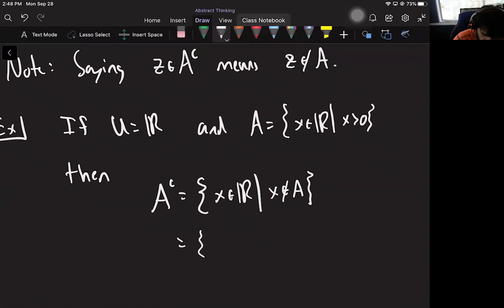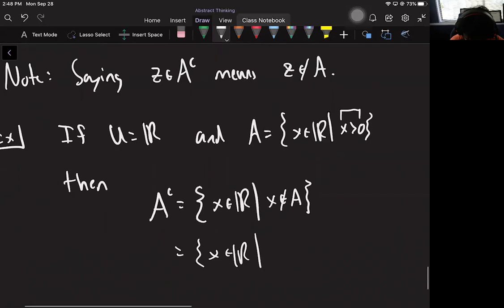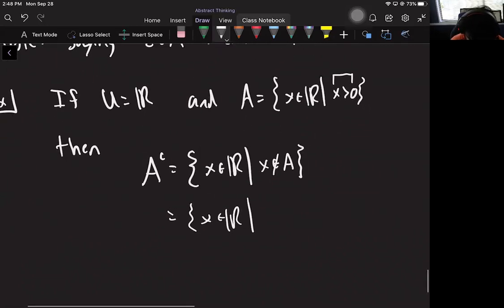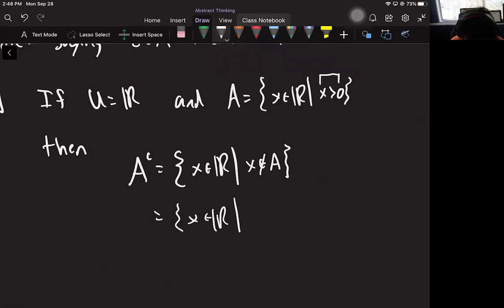But what does that really mean? To not be in A, that just means that you negate the conclusion. So to not be in there means that the negation of the predicate, the negation of the property, is true instead of the original being true. So what you're saying is that X makes the opposite be true.